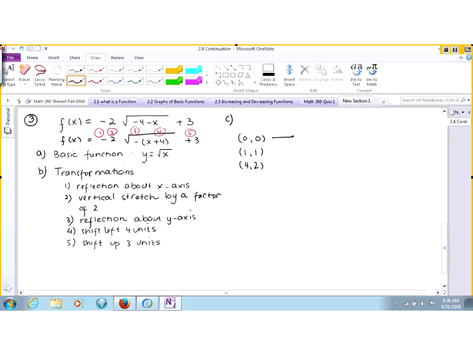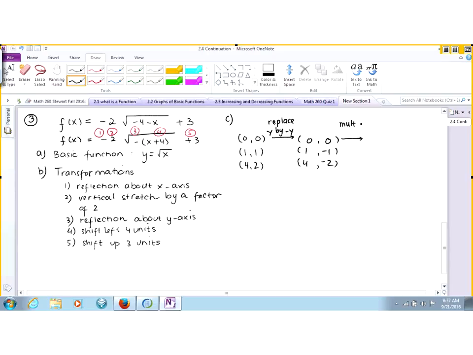Now, the reflection about the x-axis, what do you do? So it affects the y or the x? The y. So what do you do? Yes. Replace y by negative y. Or what is an alternate way of saying it? Multiply y by negative 1. Yeah. So (0, 0), (1, -1), (4, -2). Exactly the same.